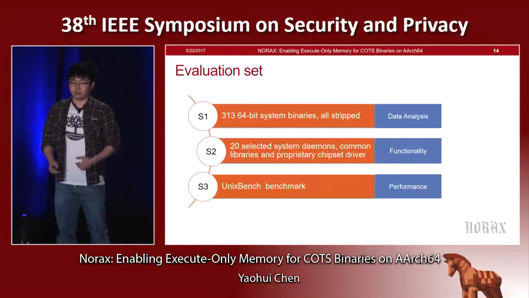So I want to show you our evaluation results. In our evaluation, we use 3 sets of binaries. Set S1 consists of 313 64-bit system binaries. They are all stripped, dumped from commercial phones, and we use them to perform our data analysis. In set S2, we select 20 of the critical system binaries, convert them, and run our functionality test. In the last set, we use Unix bench to measure the runtime and memory overhead.